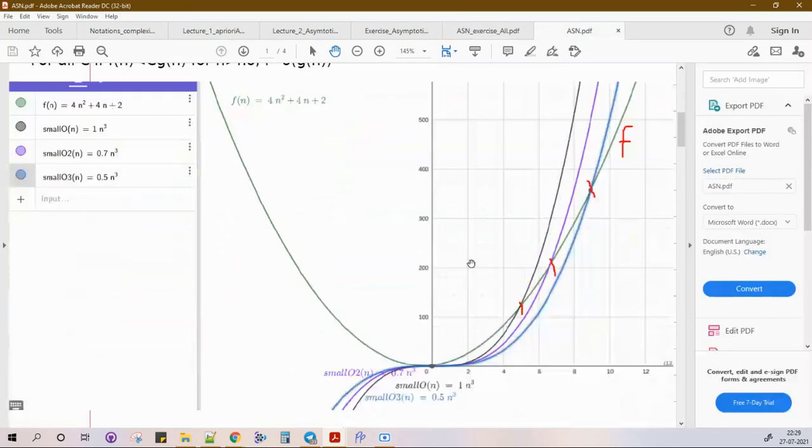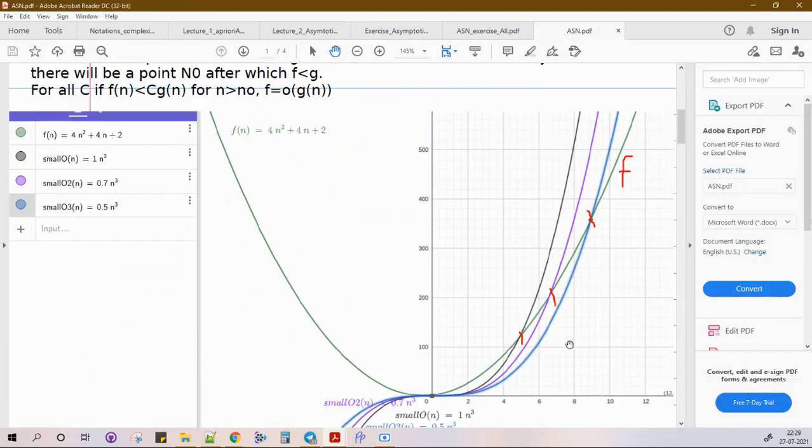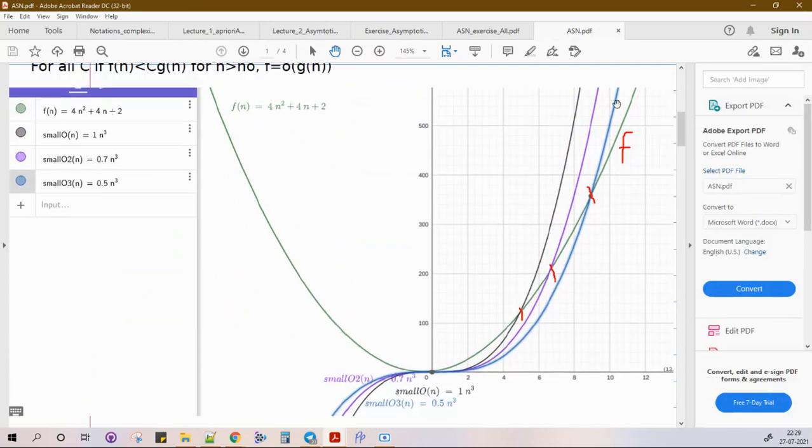So here I have this function f. This green is the function 4n square, 4n plus 2, right? Now if I take g equal to n cube, right? So what is g? g is n cube. g is always a function, don't confuse between 1 n cube, 0.7 n cube. This is not g. g is just n cube.